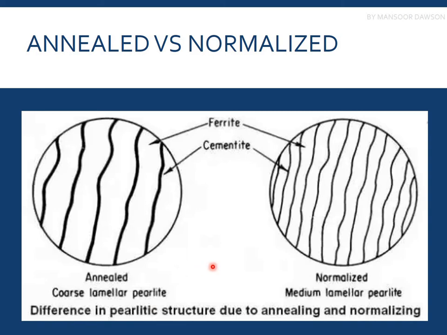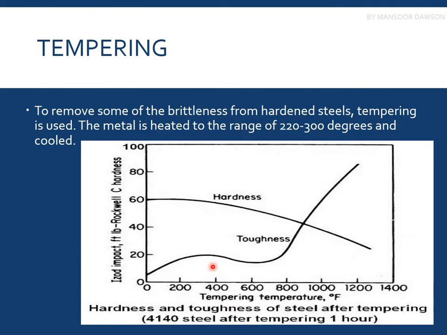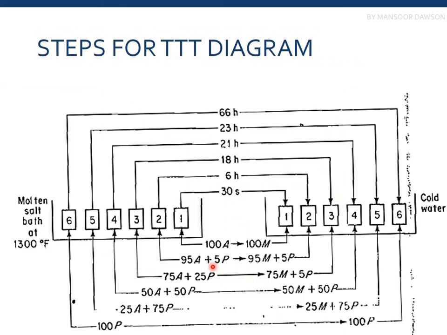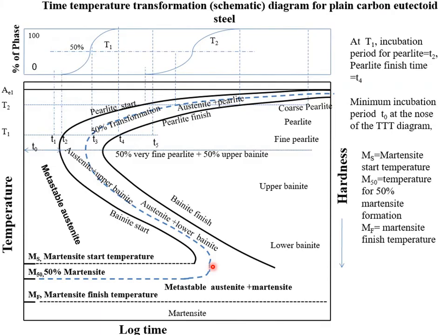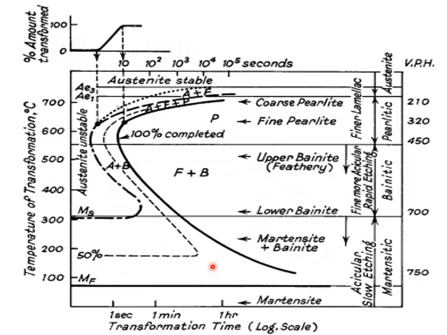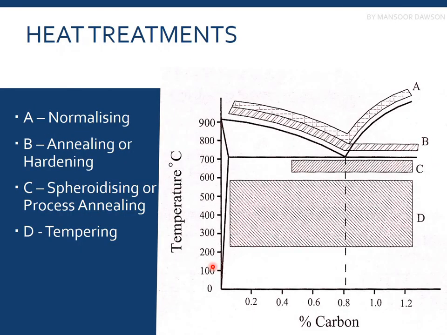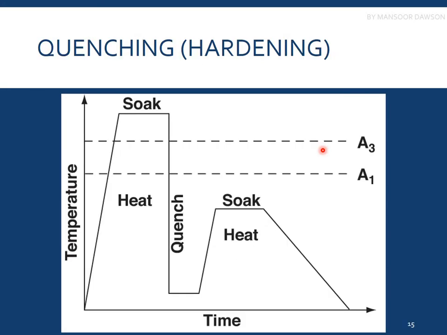So again, if we discuss it with the iron carbon diagram, here you can see that for normalizing, what we'll do is we'll just go to the upper critical line and then cool it down. You can cool it down in the air, or we can cool it down in oil as well. Okay, but the rate of cooling would be faster than that of the annealing.